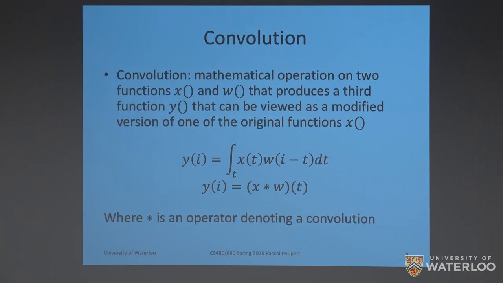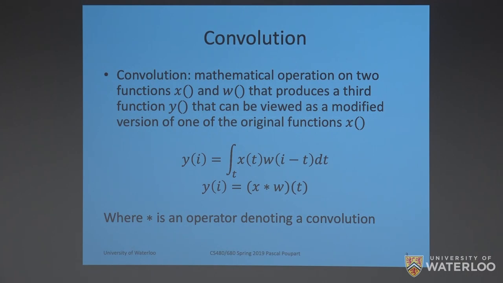For convolutional neural networks, their name comes from a mathematical operation known as convolution. A convolution is an operation on two functions, x and w. Here I'm using parentheses to emphasize that x is a function that takes an argument, and the same thing for w. Those two functions are going to be combined to produce a third function, y, which can be viewed as essentially a modified version of the original function x. So we take the function x, modify it based on a function w, and then obtain a function y.